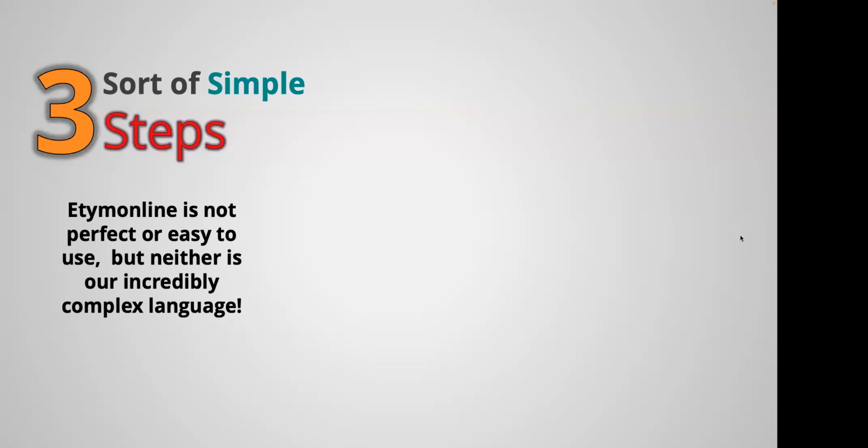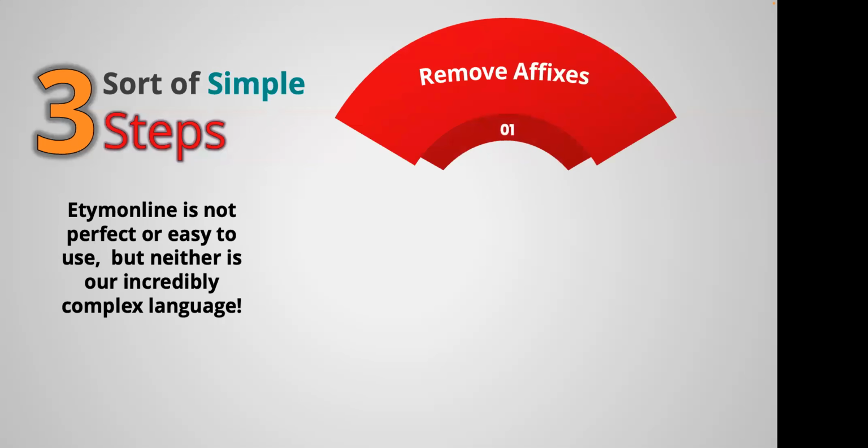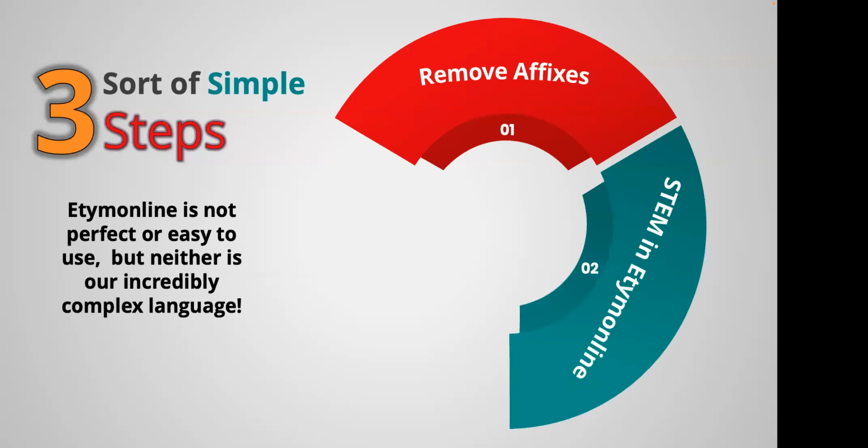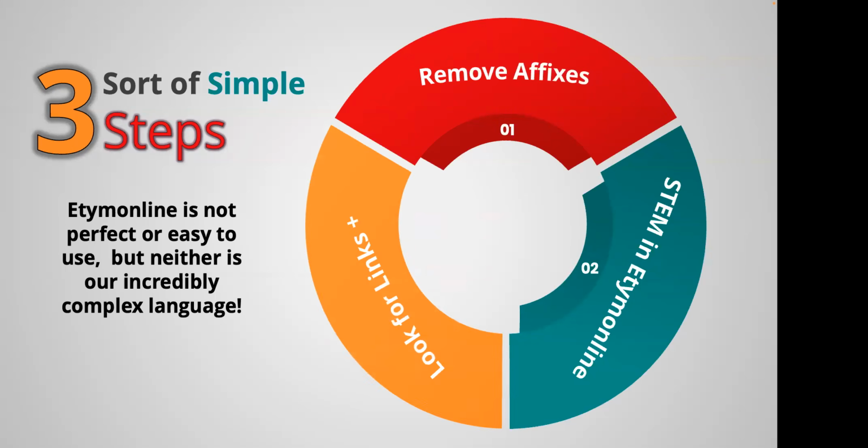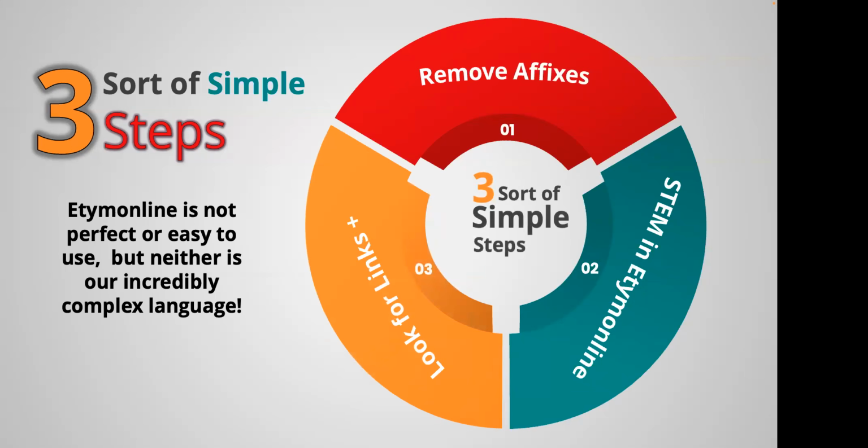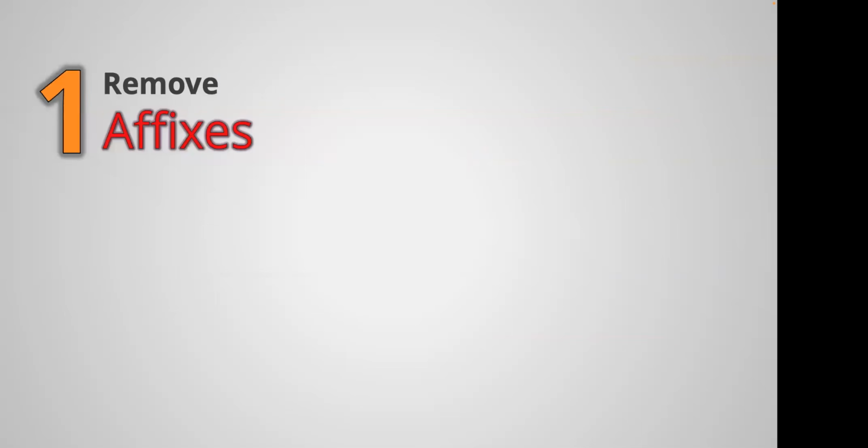So to aid in this endeavor, I created 3 simple steps in order to navigate Etymonline. Listen, Etymonline is not perfect or easy to use, but neither is our incredibly complex language. It is, though, a really fantastic tool once you get comfortable with it. So step number 1, remove the affixes. And I'm not saying all the affixes. Let's start with just the ones you know. Let's remove those so that we can get a slightly smaller word, that which we refer to as a stem, which is a morpheme or morphemes that can kind of stand alone. So then we're going to plug that stem into Etymonline. And last but not least, we're going to look for the links and the plus signs. Let me show you an example.